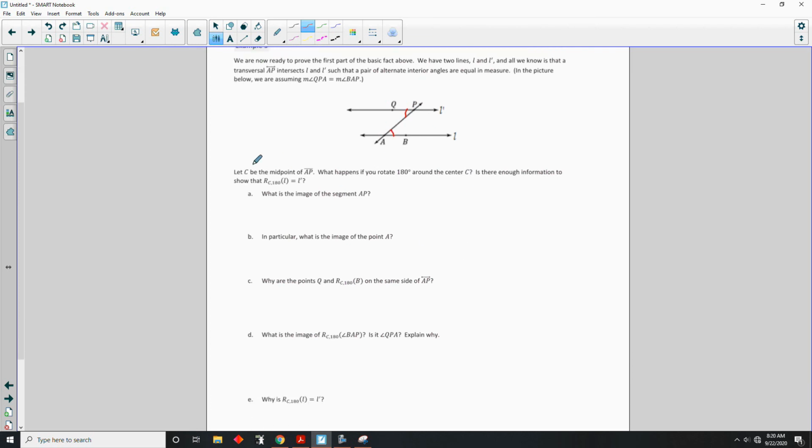Okay, so now it says let C be the midpoint of AP. So they're talking in segment AP. So if it says let C be the midpoint, so let me put a point here, and we call it C.